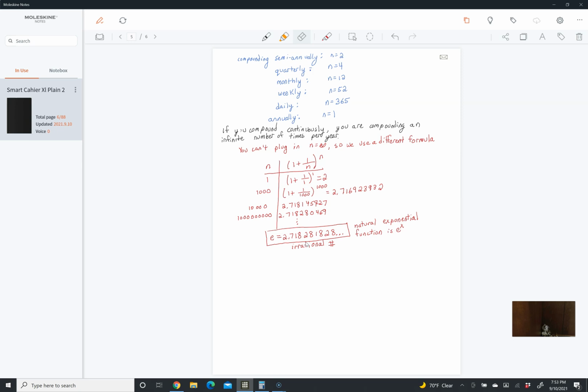Okay. And we can use this to create this new formula. So this new formula is P is equal to P0 e to the RT. And we only use this if it says compounding continuously, because this tells us that n approaches infinity. So this is our second big formula here.